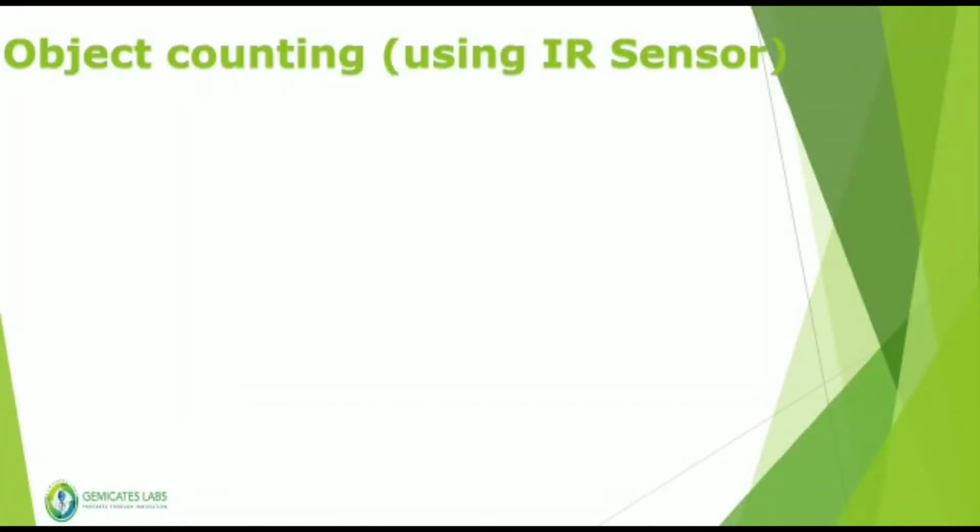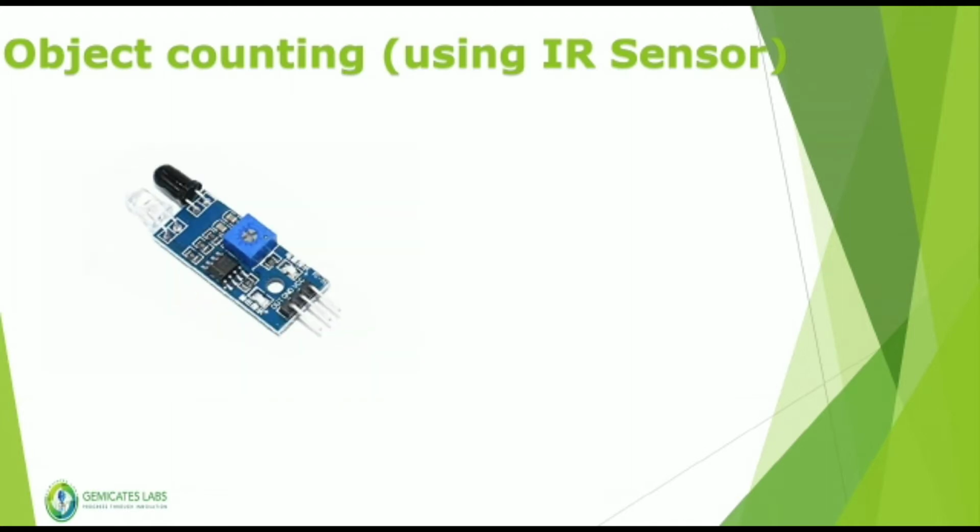Next one is object counting. We are doing this experiment using IR sensor. The objective of this project is to count number of objects, goods or product in industrial sector and counting people traversing in certain passage or entrance in commercial buildings, etc.